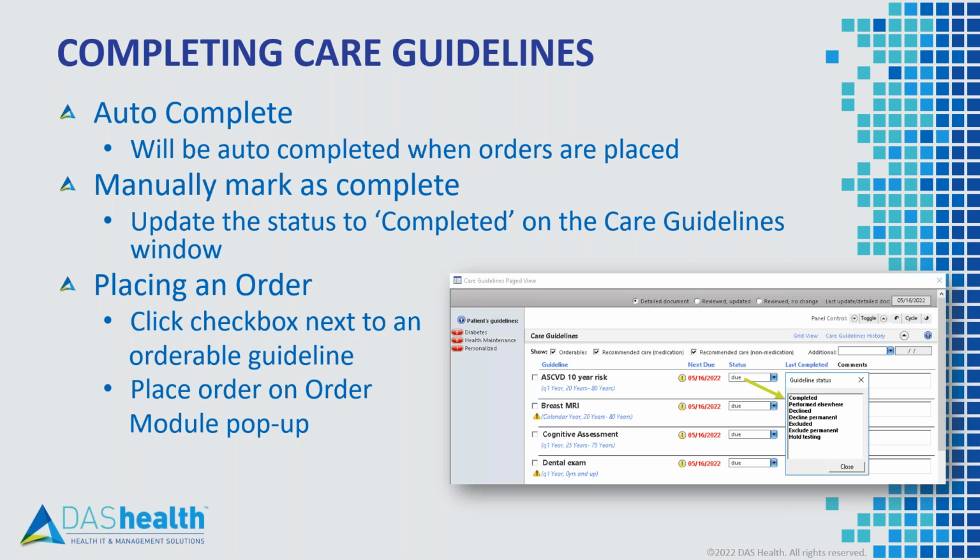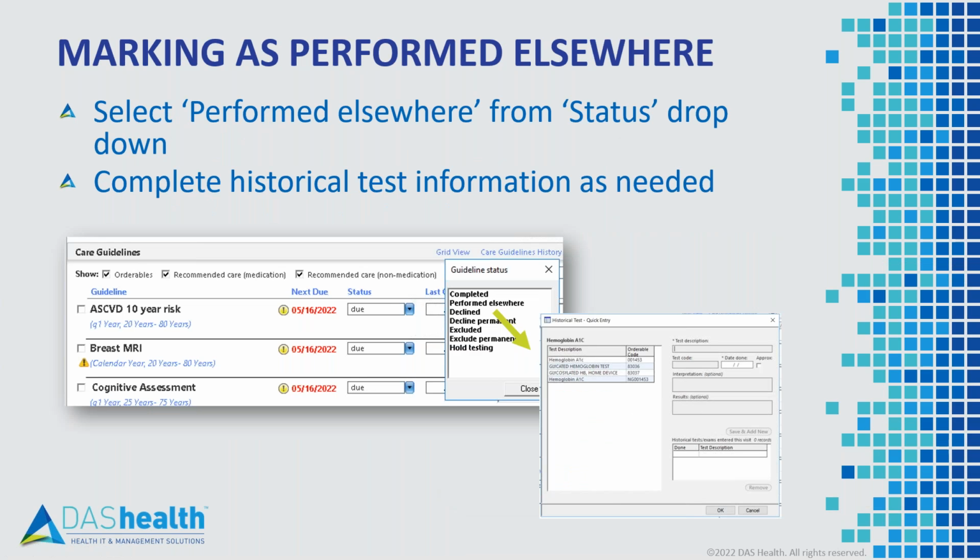And then you also have the ability to place an order directly from the care guidelines window. That check mark to the left of the order, like for example, breast MRI, I can check that. It's going to open up a pop-up for the orders module, and I can place that order. Once that has been placed, it will mark that guideline as complete. With that being said, we have a few other instances where it might be valid that you are having to manually mark things as complete.